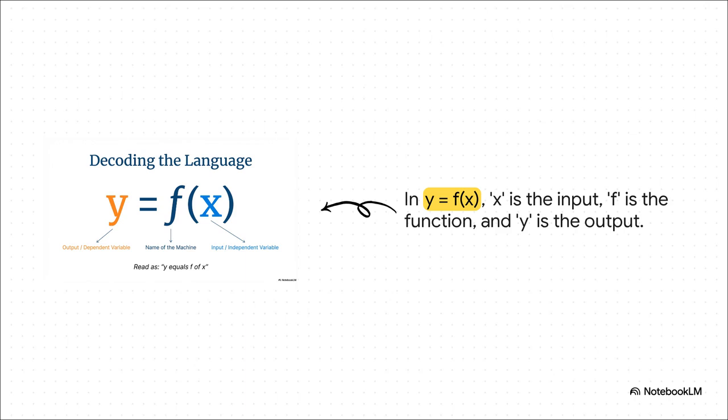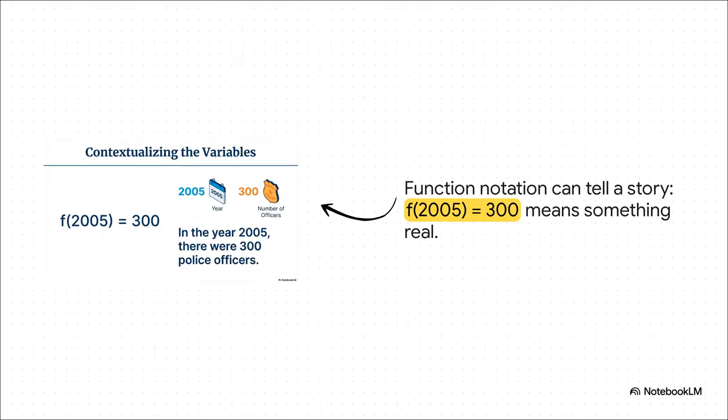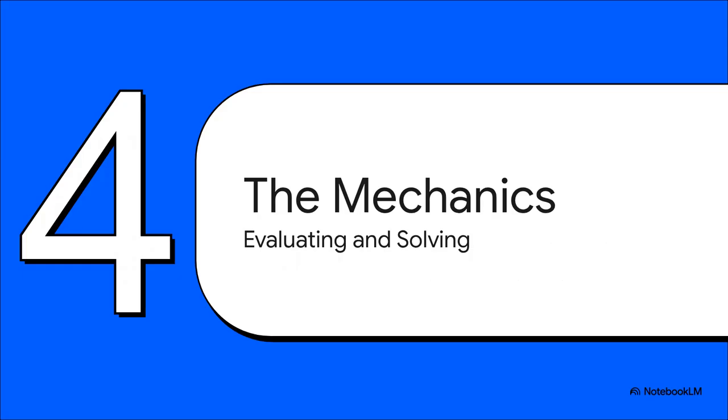And y is the output, the result that pops out after the machine does its job. And this is so important. This notation isn't just a bunch of abstract symbols. It can tell a real story. Let's say our function f tells us the number of police officers in a town in any given year. Well then, f of 2005 equals 300 is a complete sentence. It means when the input was the year 2005, the output was 300 police officers. See? It's a language.